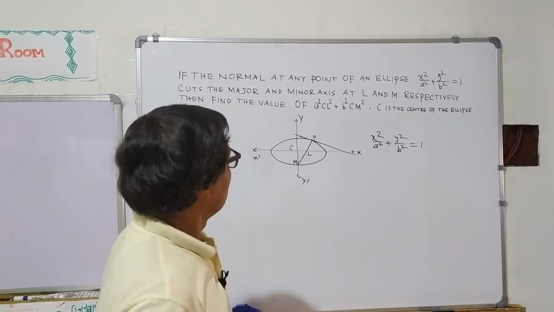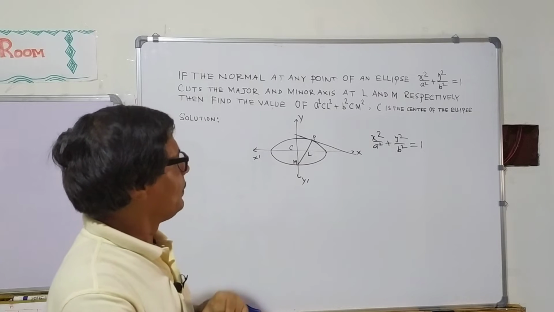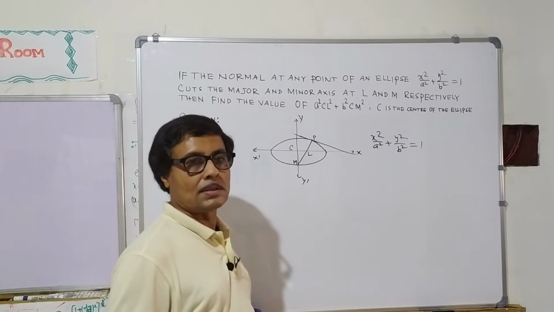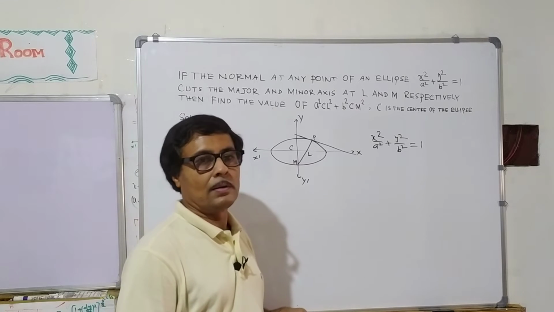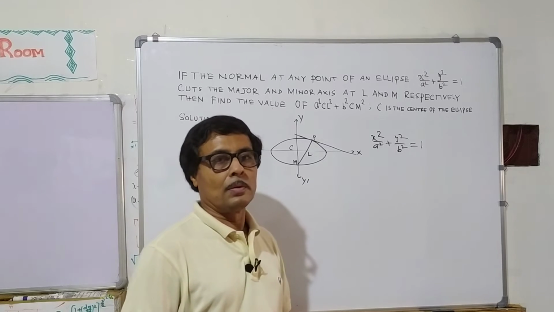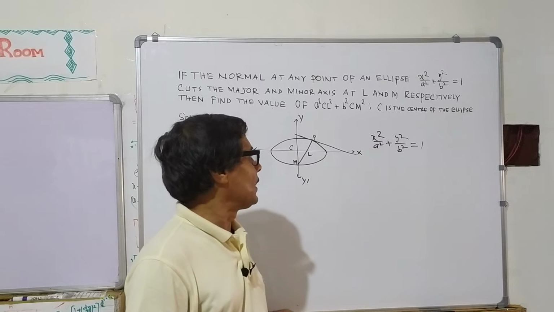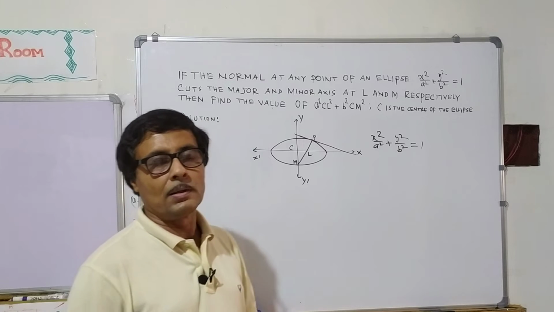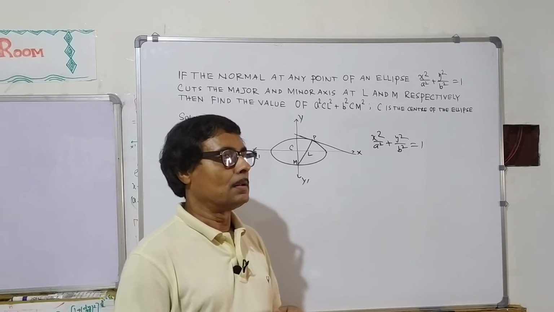Firstly, we shall find the equation of the normal. The normal is a straight line. Now, how can we find the equation of a straight line? If we know some parameters of the straight line, that is, its gradient and any fixed point.